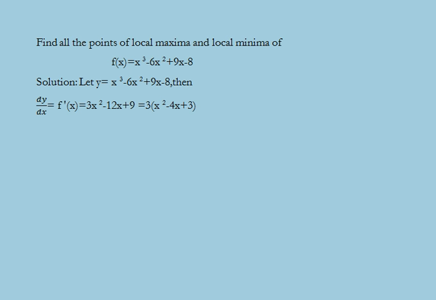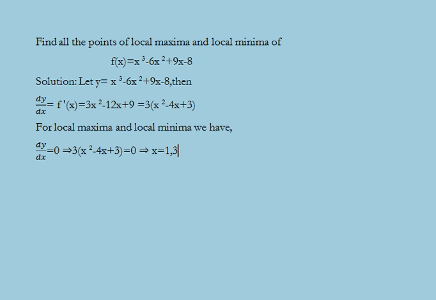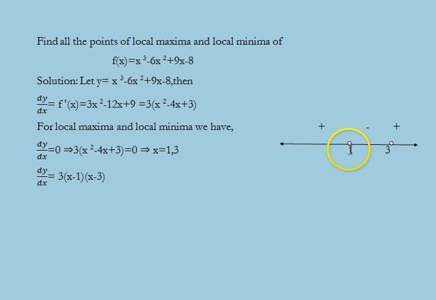Now for a local maxima or a local minima, we should have dy by dx equal to 0, which implies that 3(x square minus 4x plus 3) equal to 0. This gives us the values of x as 1 and 3. Now we have to examine whether these points are points of local maxima, local minima, or neither of them. So we have dy by dx equal to 3(x minus 1)(x minus 3). The changes in the sign of dy by dx for different values of x are shown in this figure.